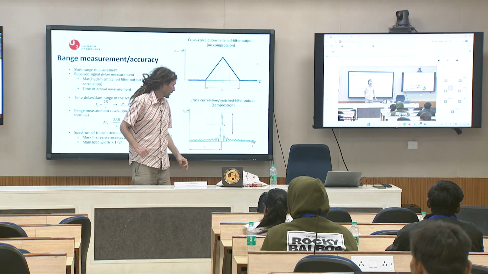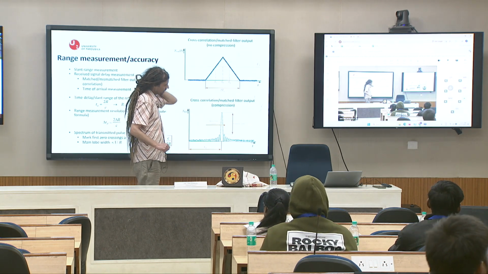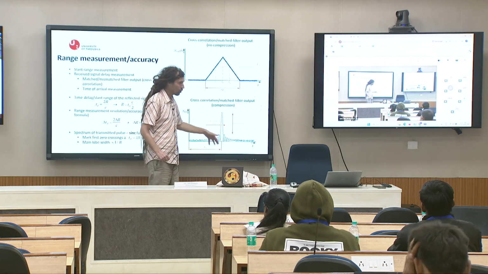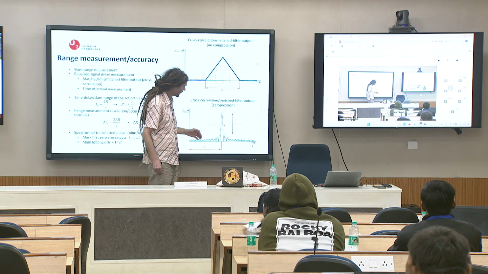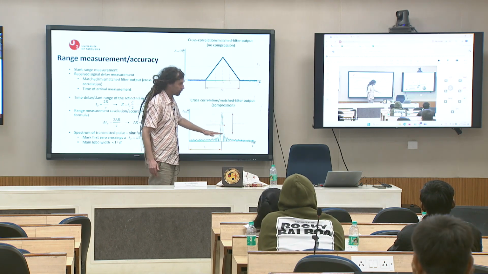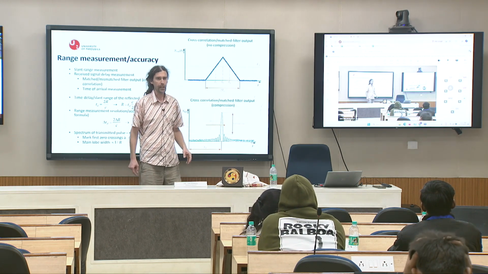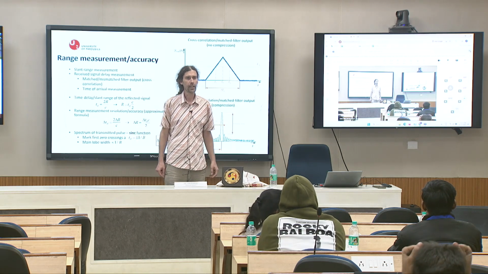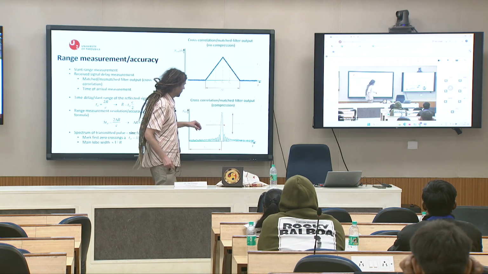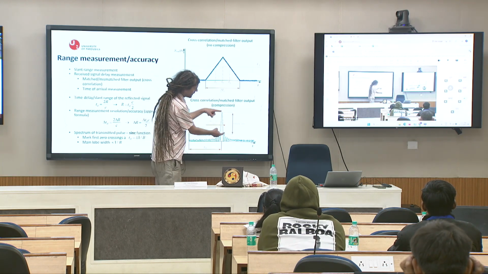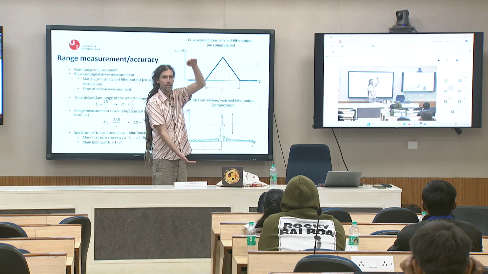And why? Because imagine that there will also be some noise. This is without noise, of course. It will be nice, something like this. And if this ratio is low, then the main peak could be hidden in noise. So generally you want this ratio to be the biggest.